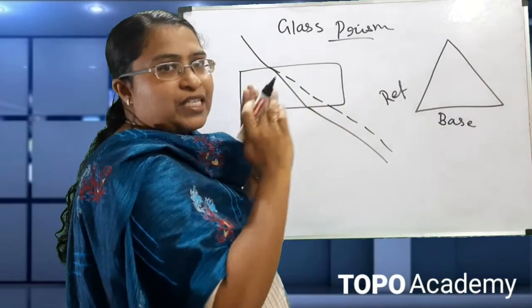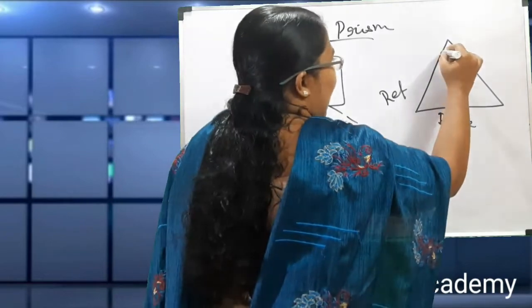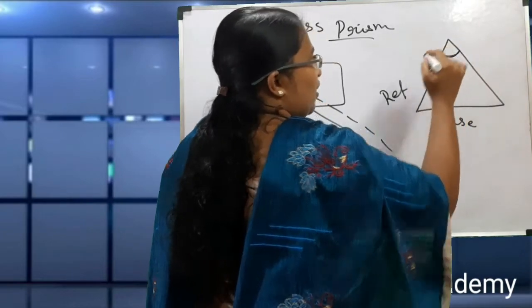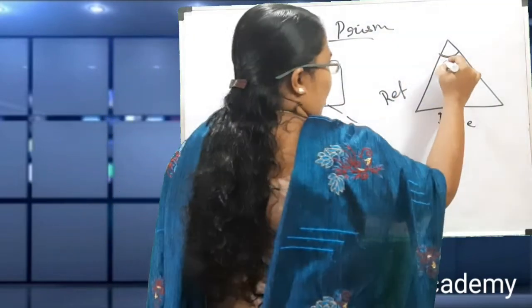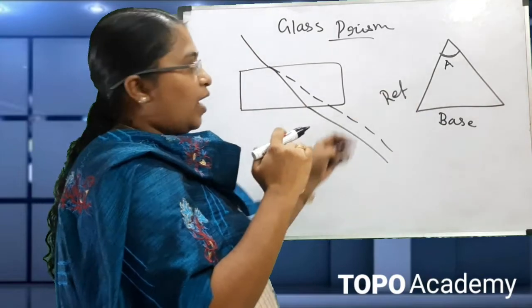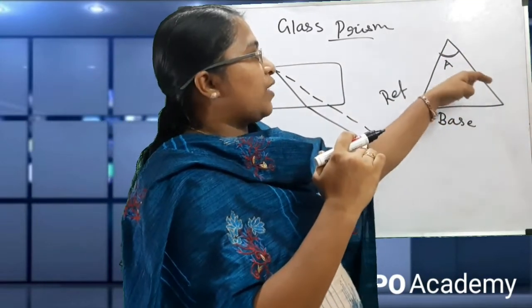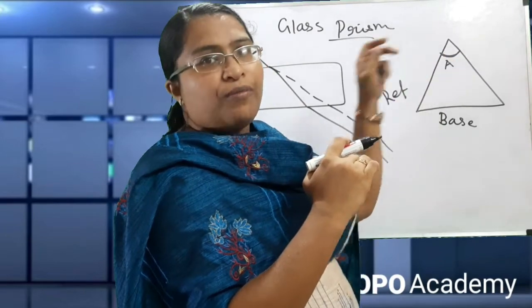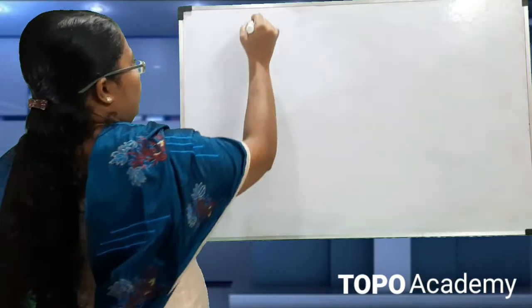And we can see these two refracting surfaces are not parallel to each other. They are inclined at an angle. That angle is known as the angle of prism. The angle between the two refracting surfaces is known as the angle of prism. So next we have to see refraction through a glass prism.